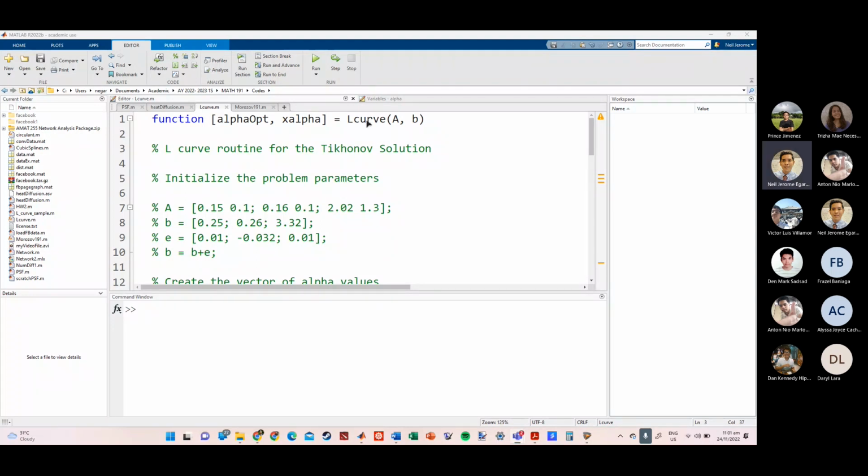Oops. Kailangan ko pala itong off. How do I turn this off?